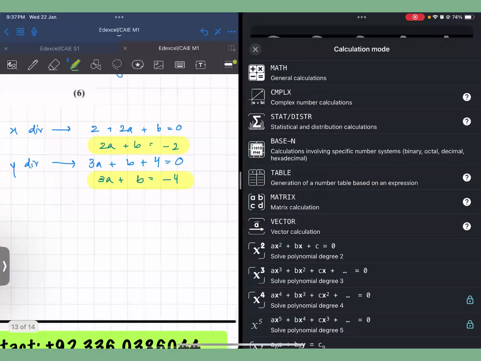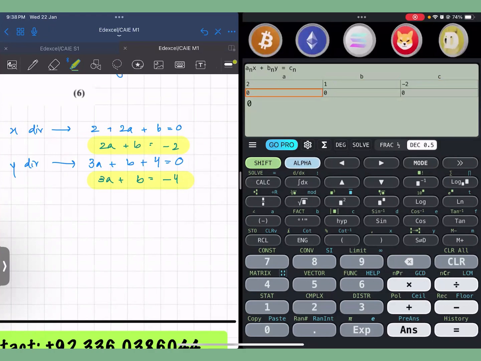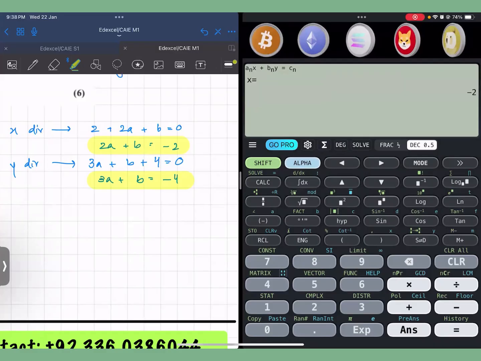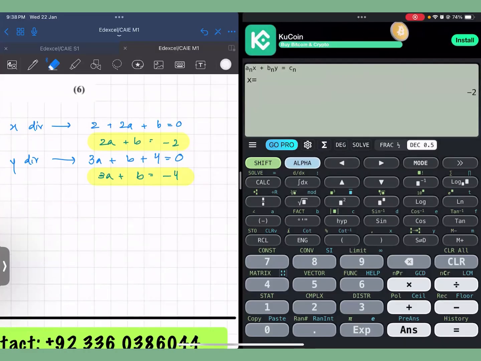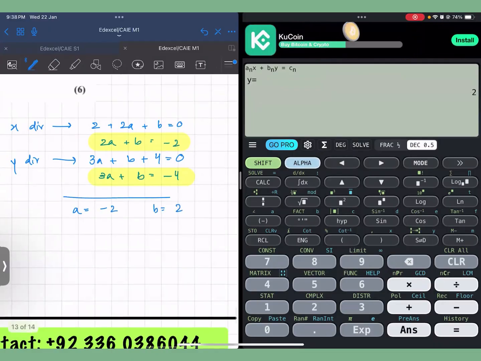So questions can come like this for the Edexcel ones, when you have to work with column vectors. So a is minus 2, and b is 2. That's it. This is your final answer.